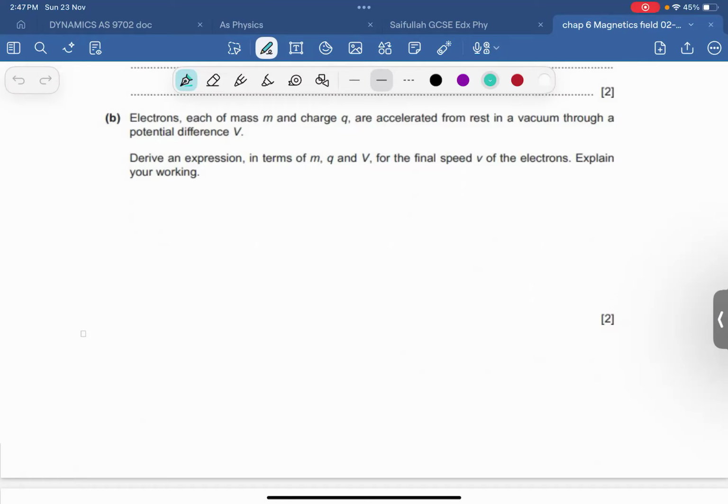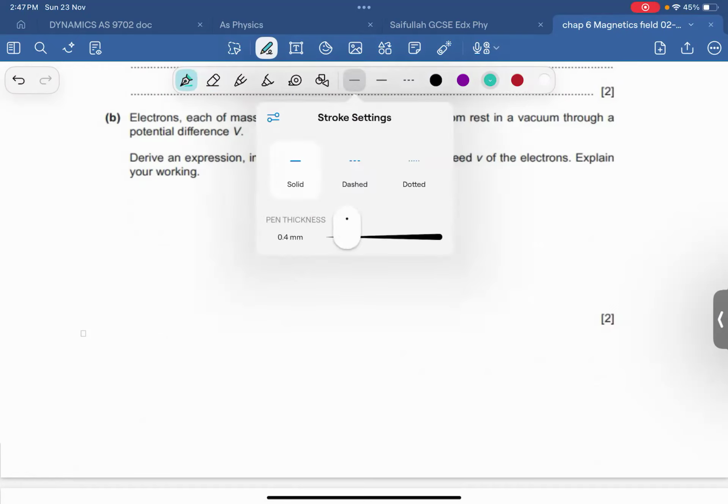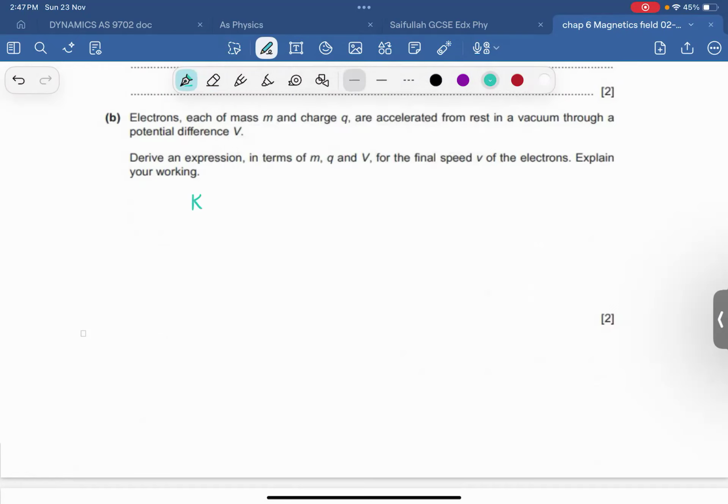So we can say that kinetic energy has a formula KE is equal to half mv squared. So kinetic energy is equal to half mv squared, right? And work done is basically force times distance. Okay. This is the concept.